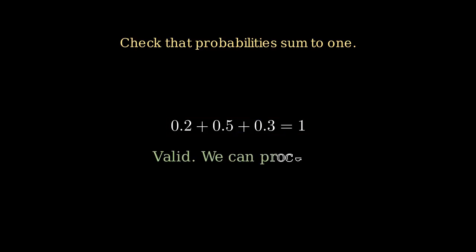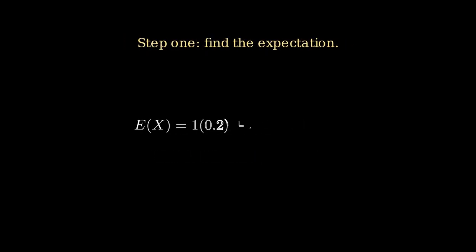Before we start, let's check these probabilities are valid. 0.2 plus 0.5 plus 0.3 equals 1. Since the probabilities sum to 1, we can go ahead and start. Step 1, let's find the expectation of x. Expectation of x equals 1 times 0.2 plus 2 times 0.5 plus 3 times 0.3.